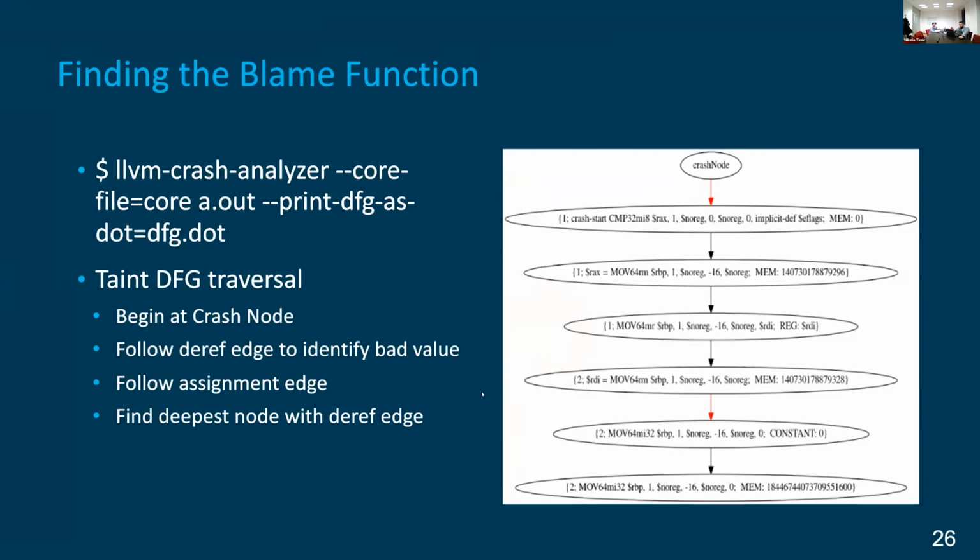I don't want to spend too much time here because Nikola will show some real examples during the demo. But in general, the algorithm for finding the blame function is, on a very high level, a classical DFS algorithm. By tracking only the assignment edges, it tries to find the node at the deepest level which contains the deref edge, which means that it is the first program point that actually sets that bad critical value.